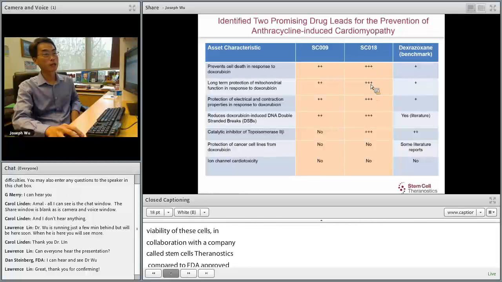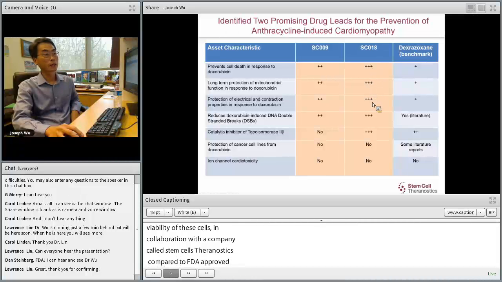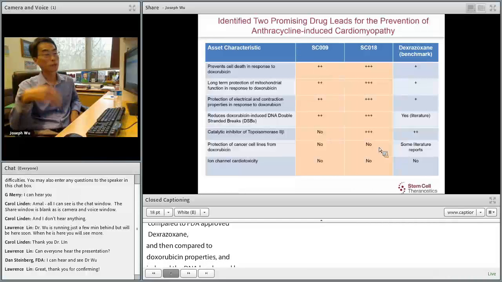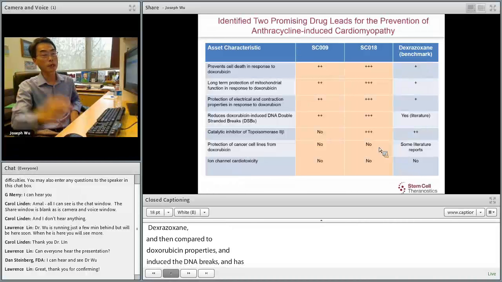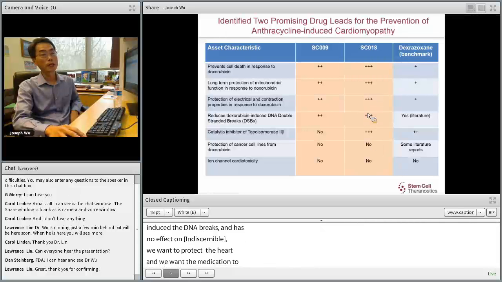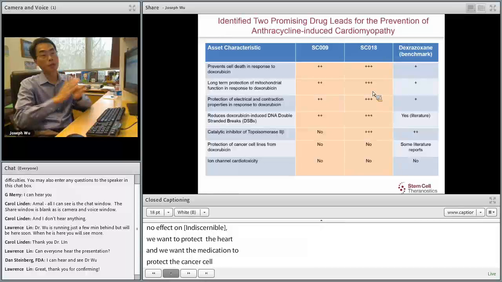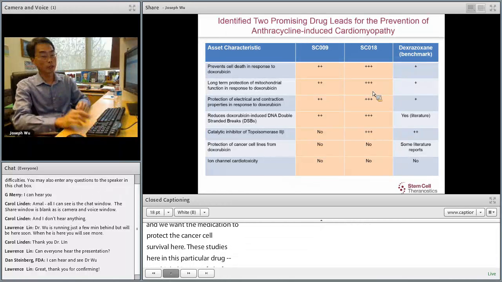It protects mitochondria against doxorubicin, protects electrical and contraction properties, and also reduces the doxorubicin-induced double-stranded DNA breaks. And it has no effect on cancer killing. This is good because we want to protect the heart, and we want the medication not to protect the cancer cells. So we're doing additional validation studies on this particular drug because we think that this type of platform will allow us to accelerate the time needed for drug repurposing as well.